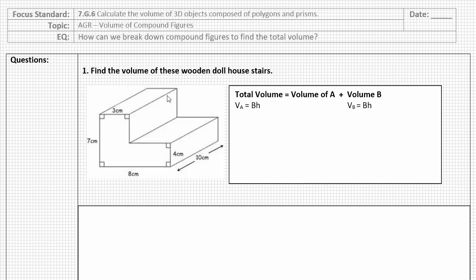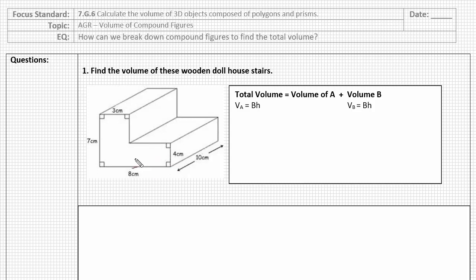the volume of them. So here's our first example, where we're being asked to find the volume of these wooden dollhouse stairs. It's important to realize what we mean by compound figures. You might be able to guess from this picture that it's when we take some basic polygon shapes or prisms, any three-dimensional figure, and we start to put them together to make a more unique shape.